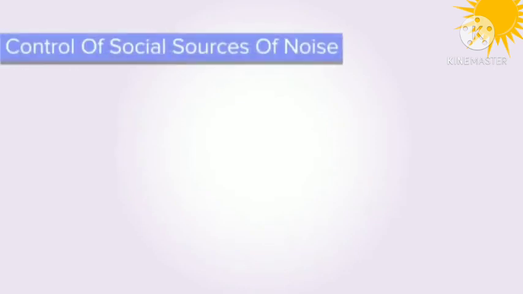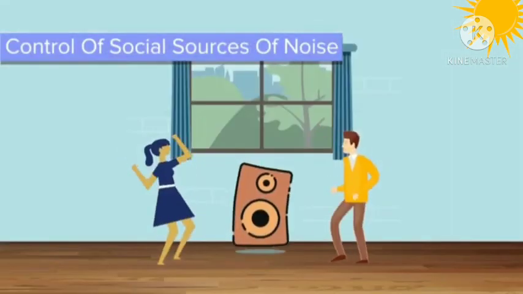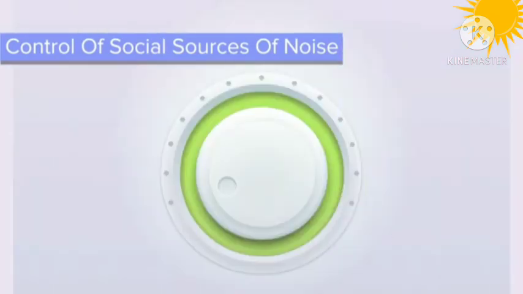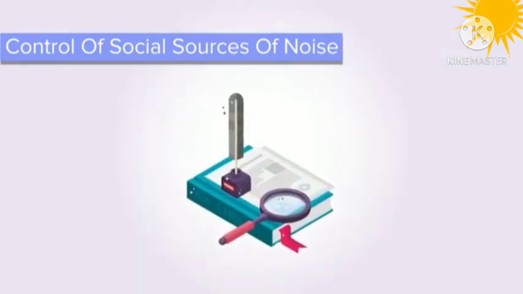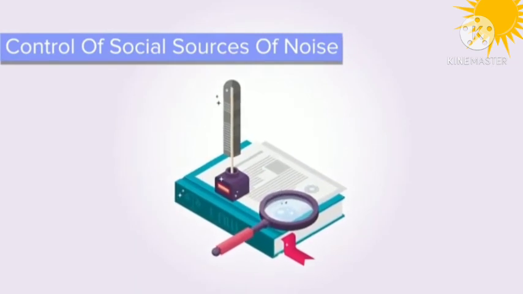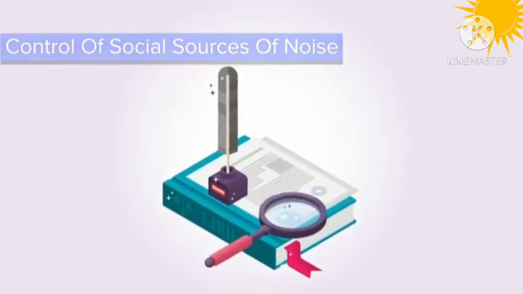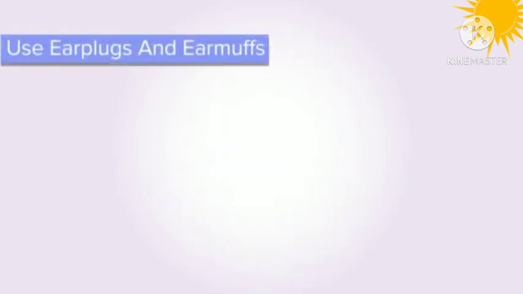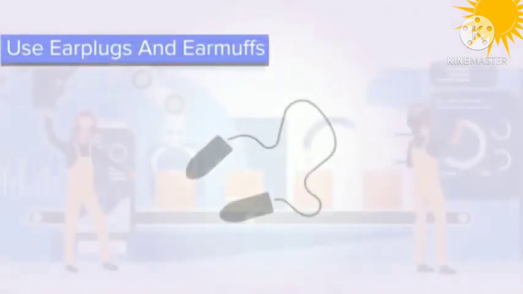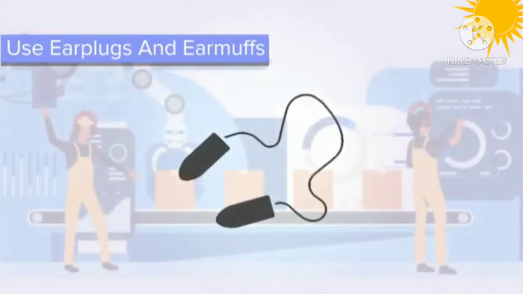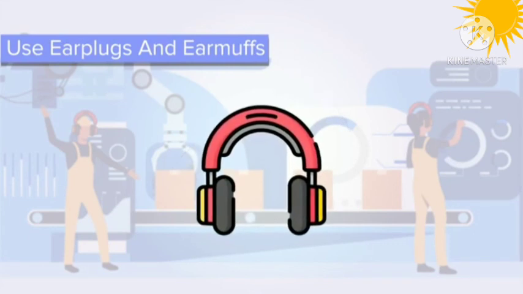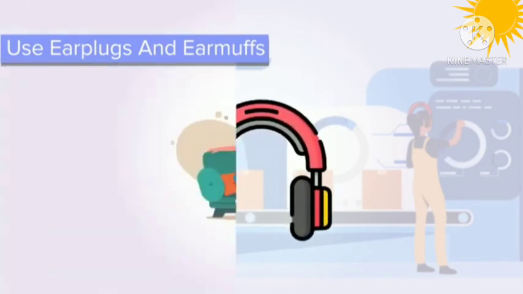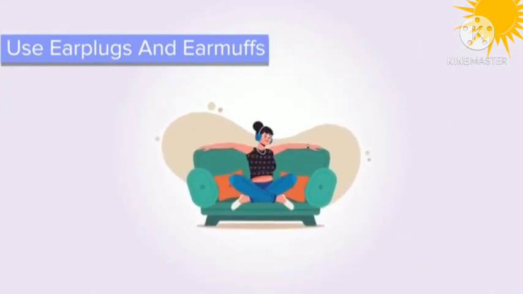Control of social sources of noise. During social events and parties, reduce the sound level of loudspeakers. Follow the rules and regulations of not playing drums in open space. Use earplugs and earmuffs. This especially applies to industrial staff and workers who cannot avoid being subjected to vibration and sound, and should use proper earplugs and earmuffs.